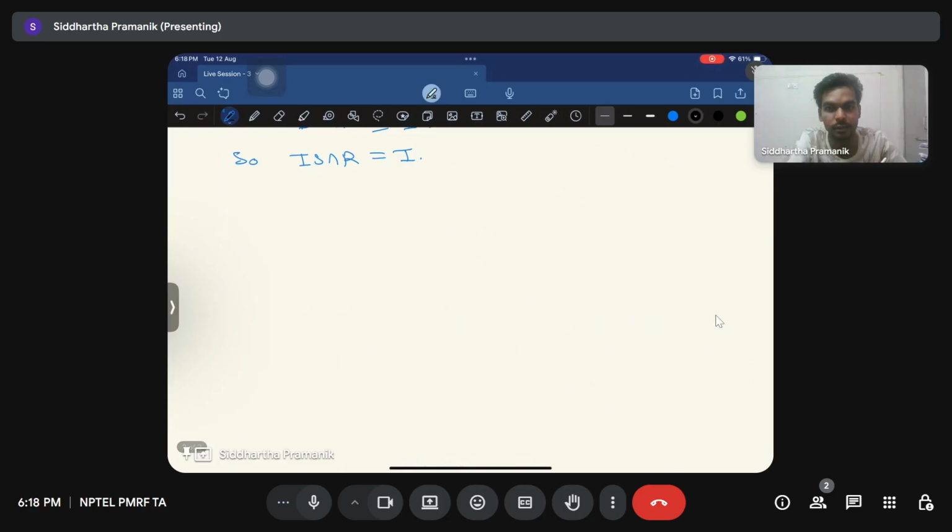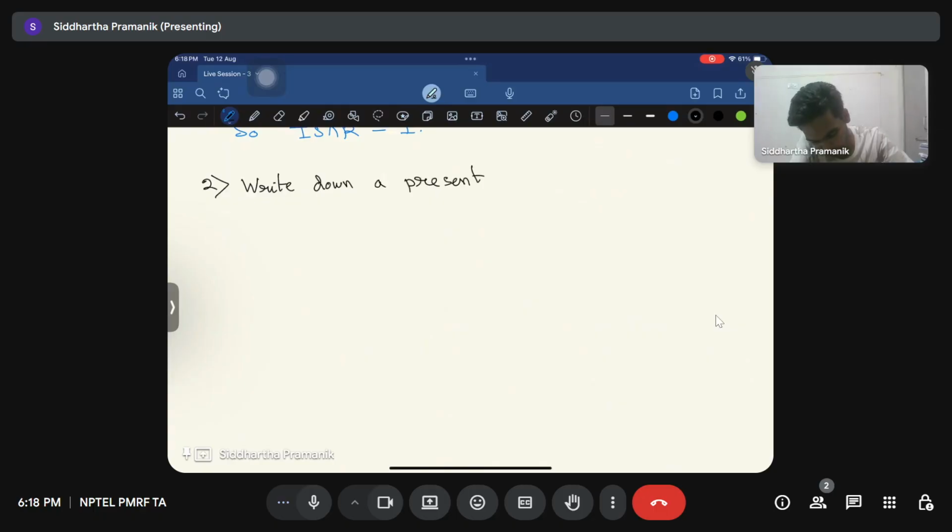Okay, so let's see the next problem. This is also from the practice problem sheet. Write down a presentation matrix for the following ideals.